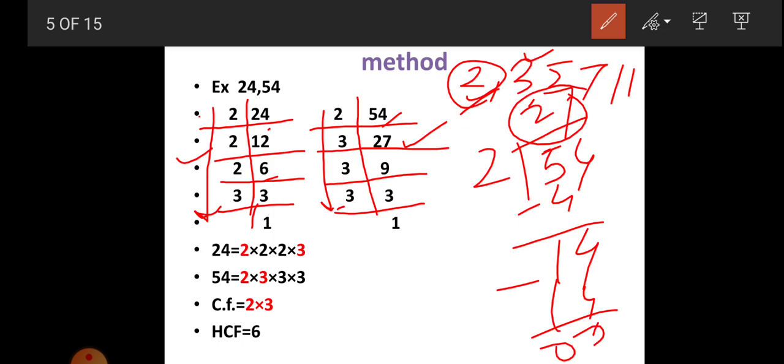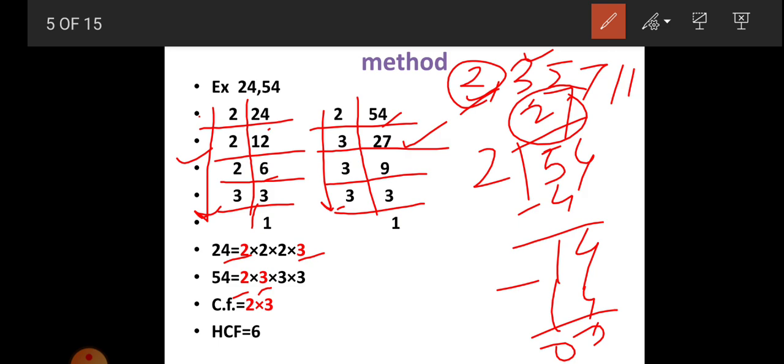Common factor means same factors, both of them. So same number is first 2, these 2. Now again here 2 and 54. Not the factor is 2, only one factor 2. So here 3, here 3. The common factor is 2 and 3. Red color factor 2 and 3.